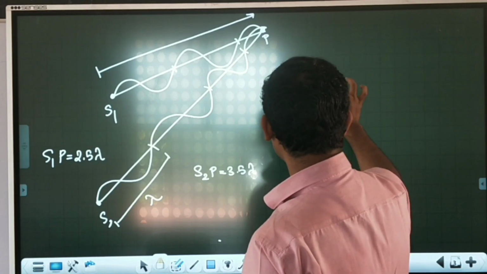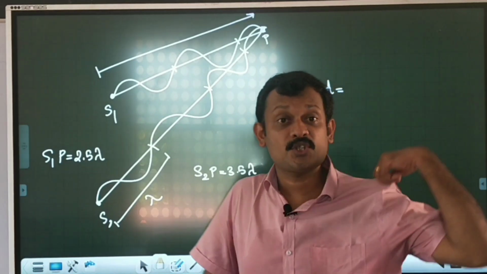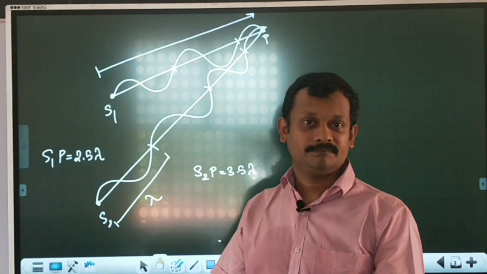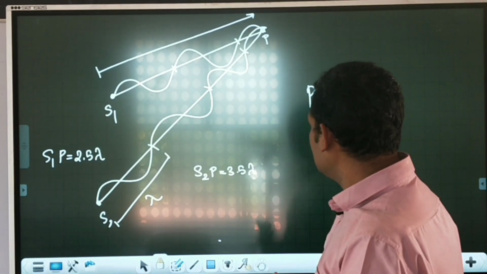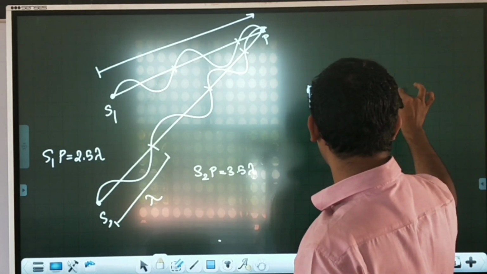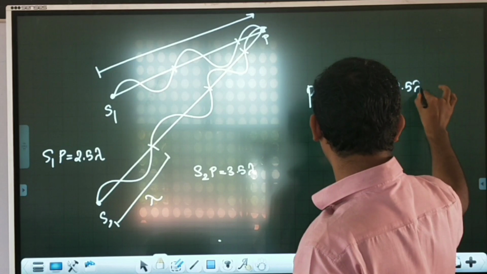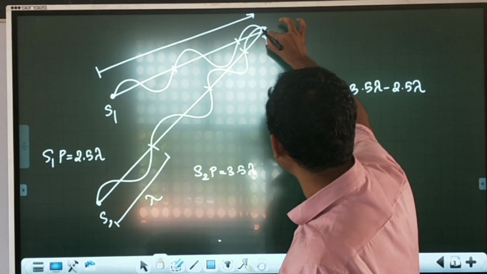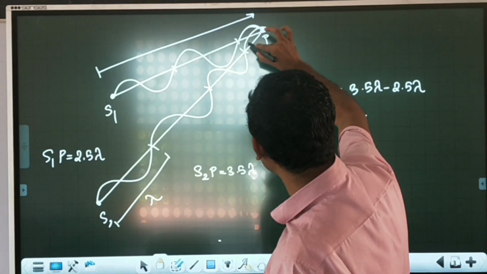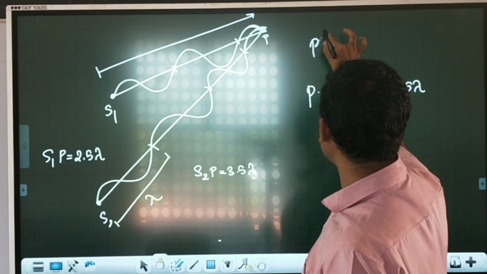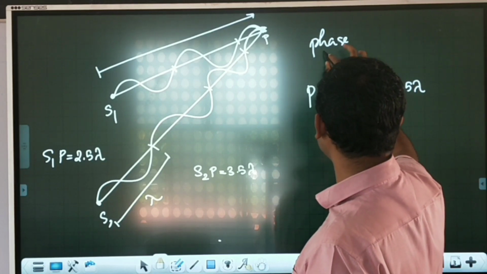What is the path difference here? What do you mean by path difference? Path difference means the difference in path. In this case, the path difference is equal to 3.5 lambda minus 2.5 lambda. That is equal to lambda, and in this case you can see that both waves are superposing in the same phase, right? Both waves are superposing in the same phase.